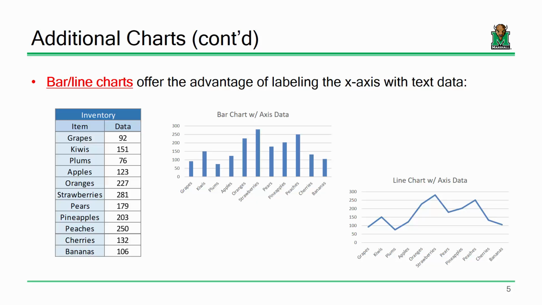One other point I want to add to that: a line chart implies connectivity. In other words, that there's some relationship between the amount of grapes that I have and the amount of kiwis that I have. I don't think there's any relationship to that at all. I've got 92 grapes and I got 151 kiwis. They don't have any relationship at all.